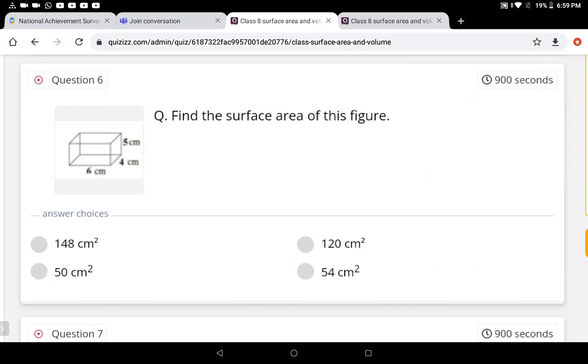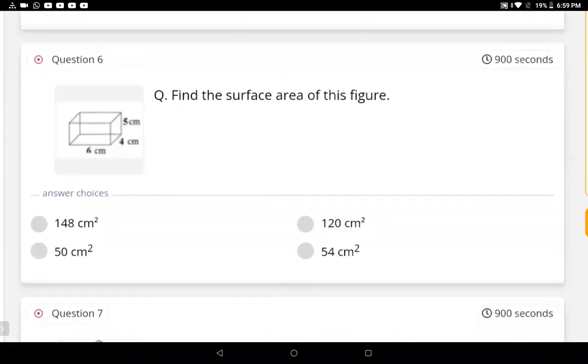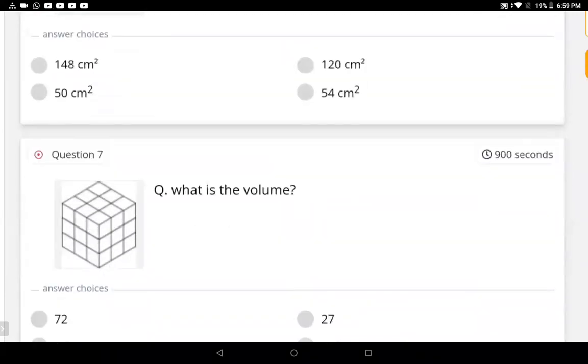What is the length given here? 6 centimeters, breadth is 4 and height is 5. So 2 into (LB plus BH plus LH): 6 fours are 24, 5 fours are 20, 24 plus 20, and 6 fives are 30. You just combine and multiply with 2, and I think it's 148 centimeters square. Very good. Next one. What is the volume, children?